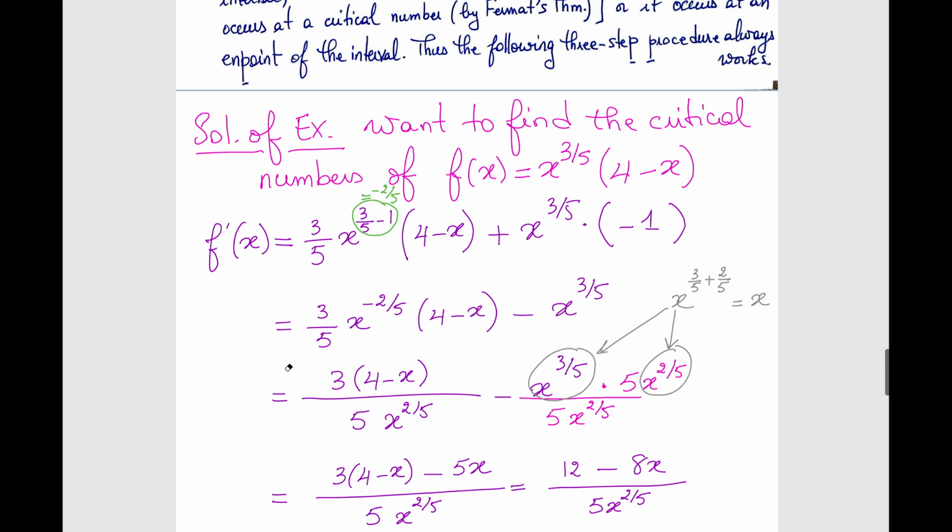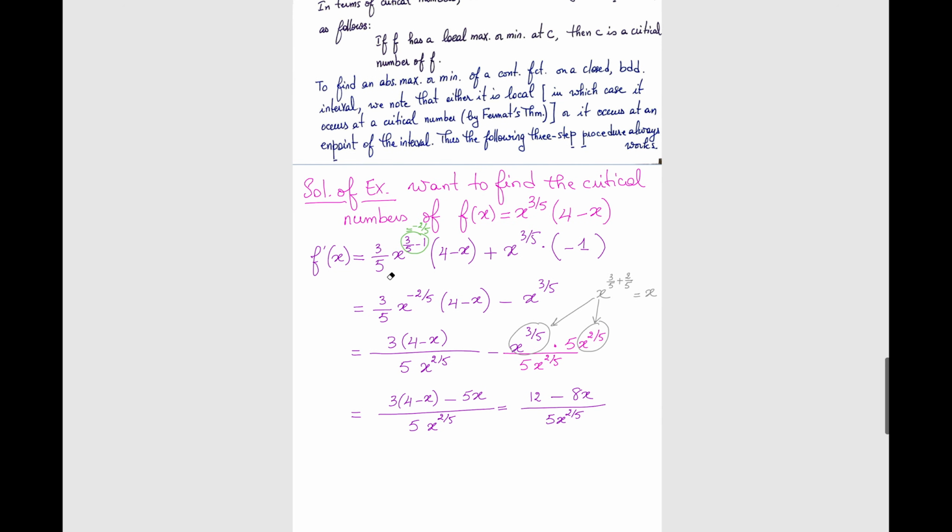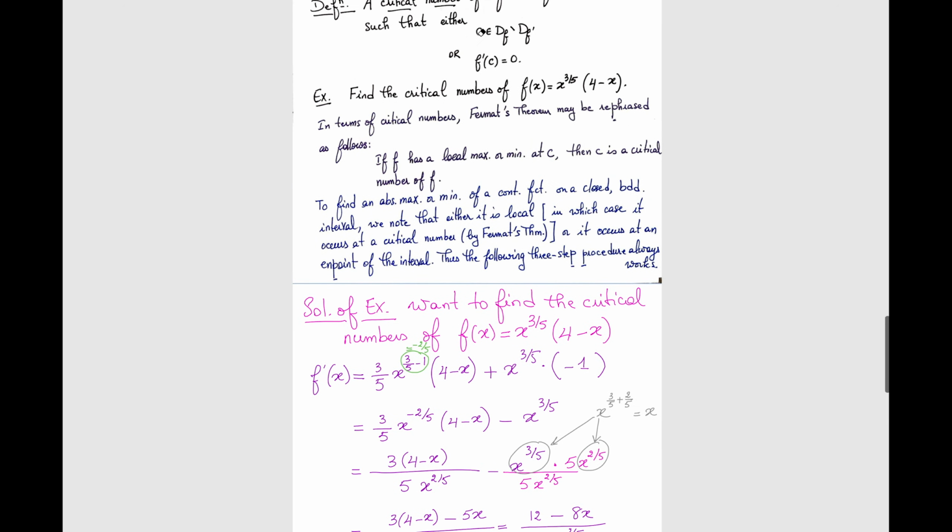Alright, so what do we want? We want to find the critical numbers of this function. So we want to find if there are numbers in the domain of the function but not in the domain of f prime. What's the domain of this function? This is x to power 3 over 5, which means it's the fifth root of x cubed, which is defined for all x. And this is a polynomial defined for all x. Product of two functions defined for all x is still defined for all x. So the domain of f is all real numbers. Correct? The domain of this function is all real numbers.